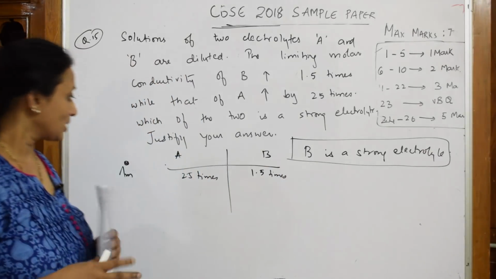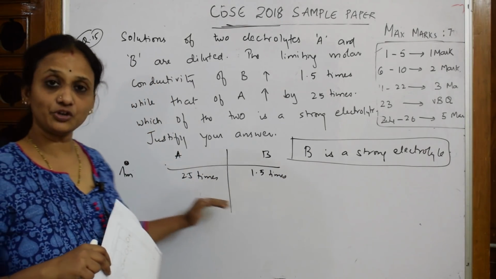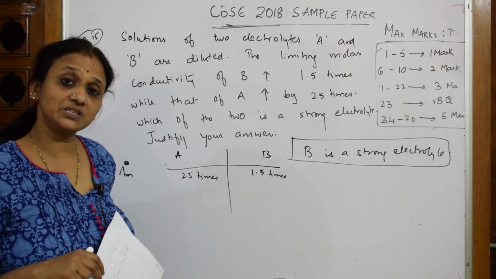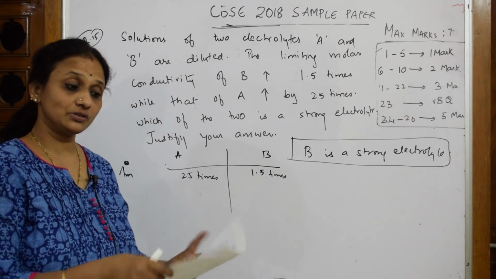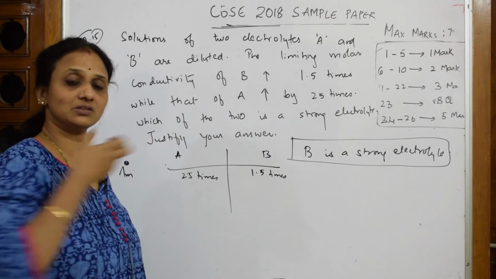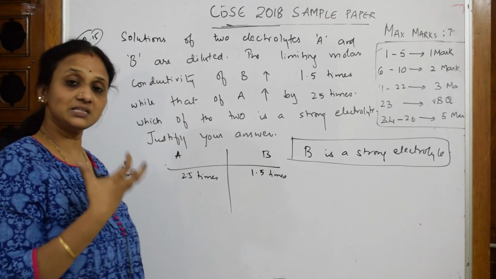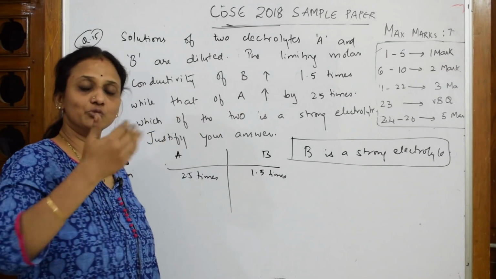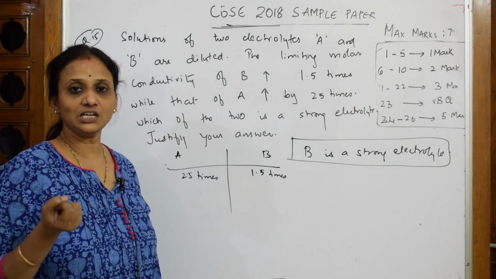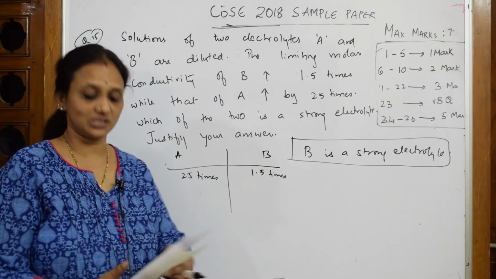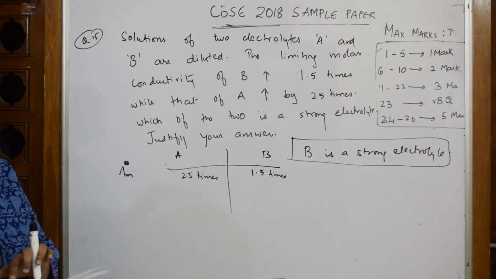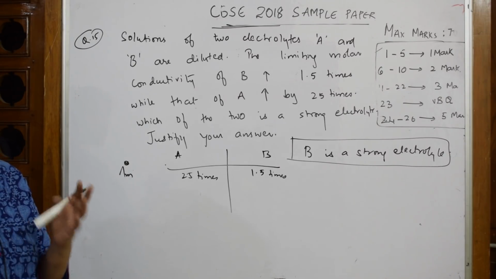Now what happens when you're diluting A and when you're diluting B? Now as I see this molar conductivity, it is 25 times increased. That means on dilution, the ions started moving. There's a lot of space between ions. The interionic attraction has decreased so much that the ions have moved far, and hence on dilution the molar conductivity also increases. That is what the question is, isn't it? They said it increases 25 times, so why is that? Right.